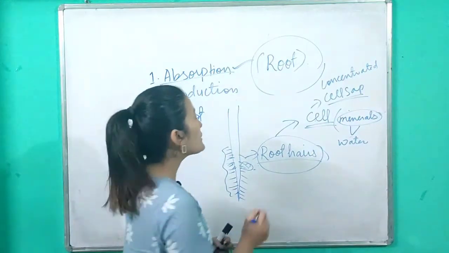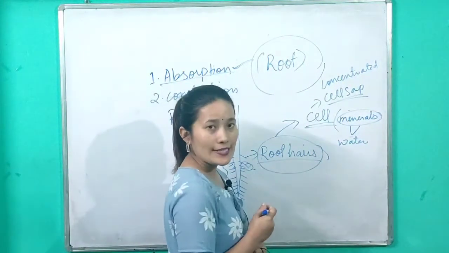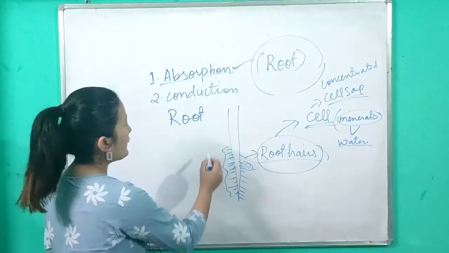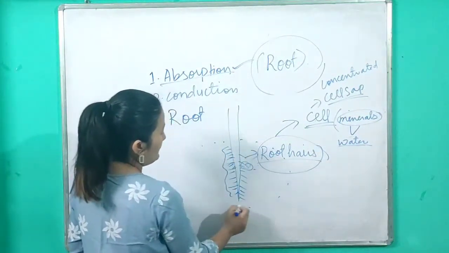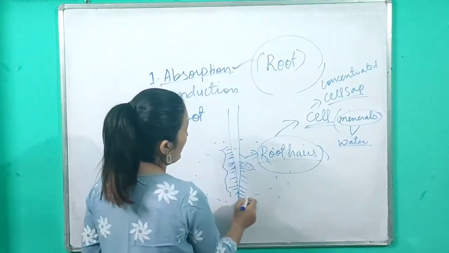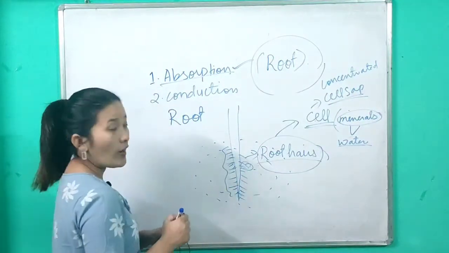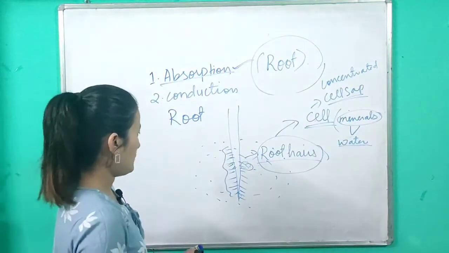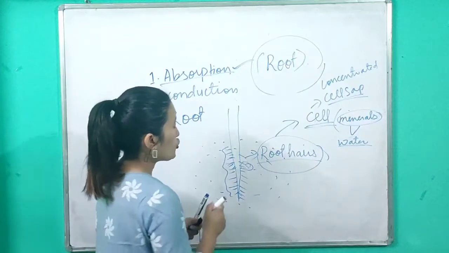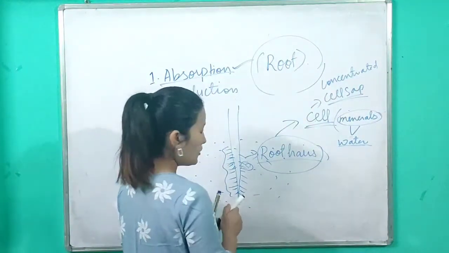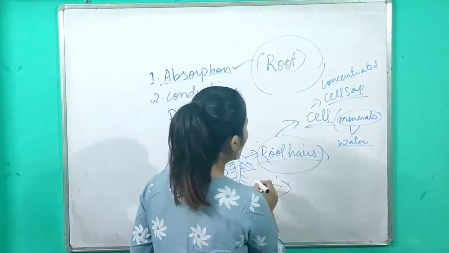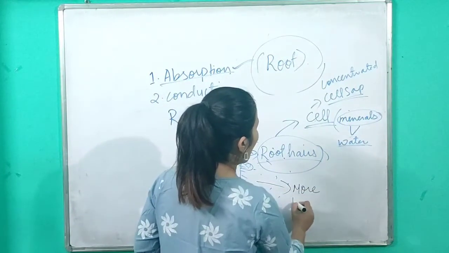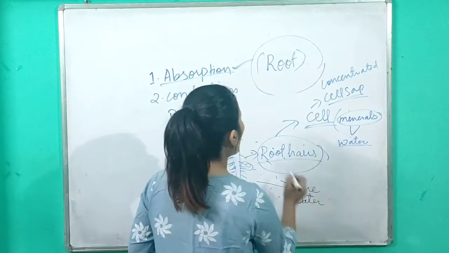So how is the environment inside the root hair cell? You have less water. As we know, the root is surrounded by soil, and you even water the plants regularly, morning and evening, right? So what happens? The soil has more water, yes or no? Because you are regularly watering it, the soil has more water as compared to your root hair cells.